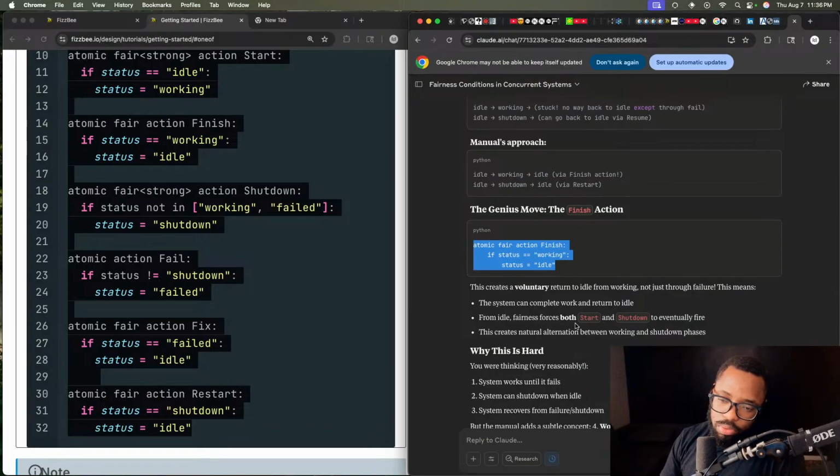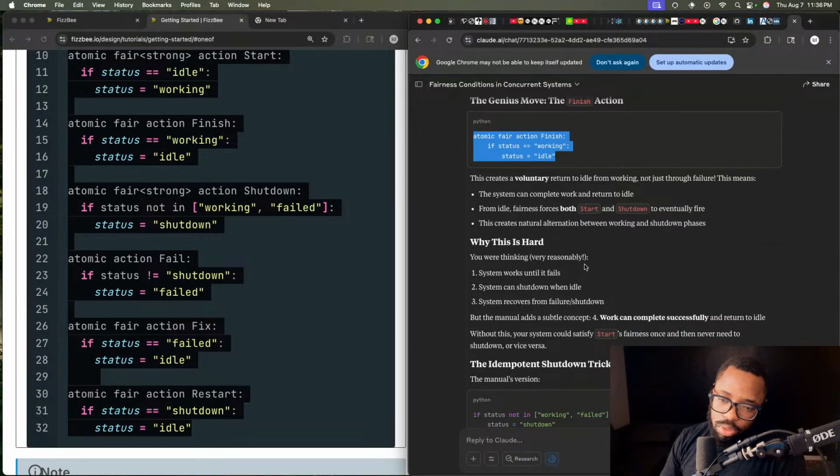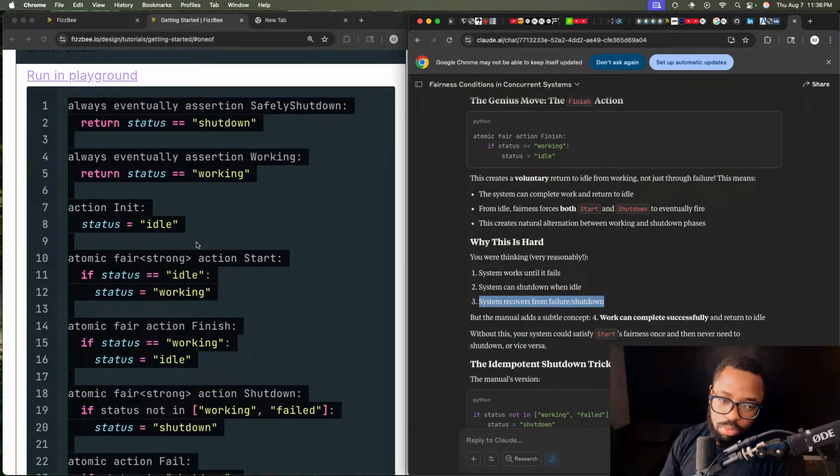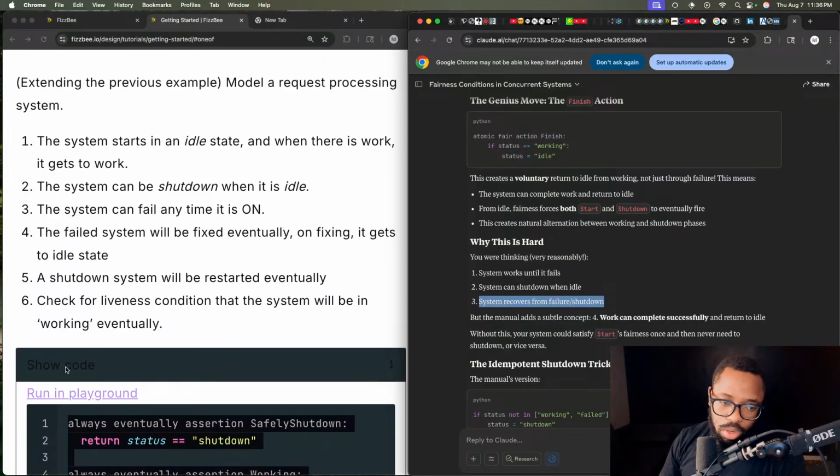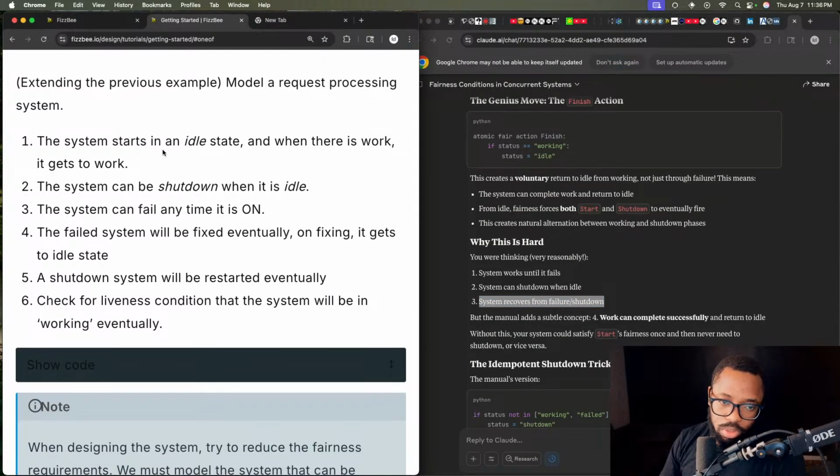From idle, fairness forces both start and shutdown to eventually fire. This is how you were thinking. The system works until it fails. Yeah, the system can shut down when idle. The system recovers from failure. But the manual adds a sub-concept: work can complete successfully and return to idle, which, yeah, I think that's something I should have inferred. It doesn't say it explicitly here, but I probably should have inferred it.